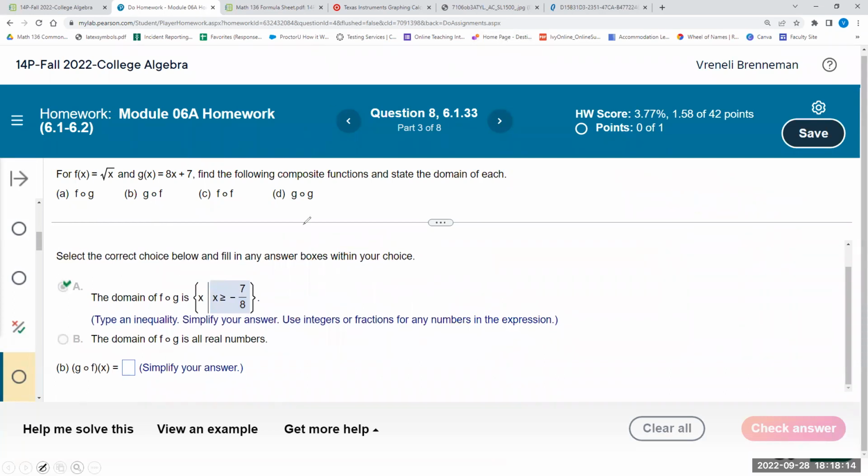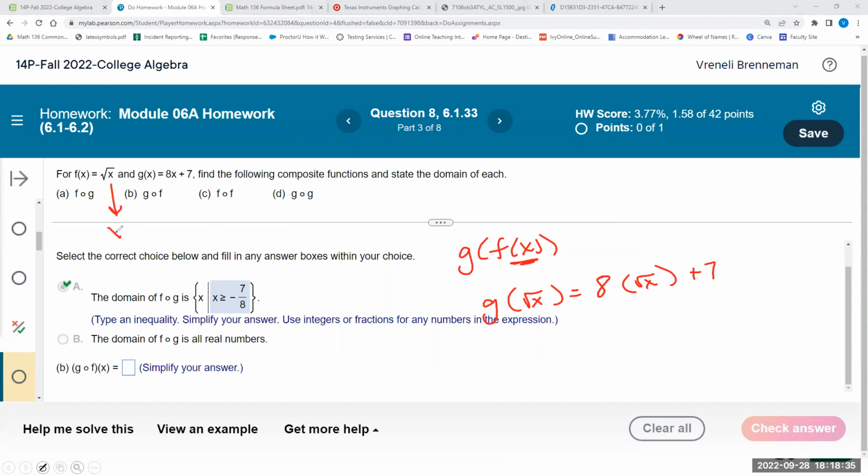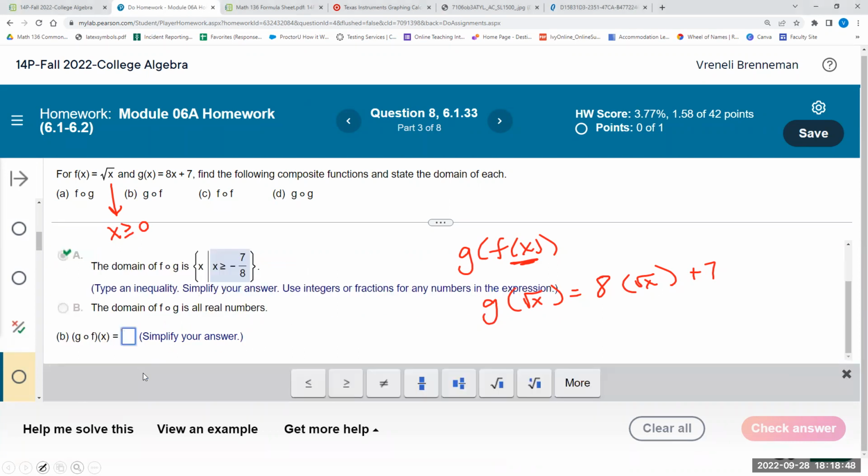Looking at the other direction, g of f of x. So g of anything is 8 times that thing plus 7. And then f of x, which I'm plugging in, is square root of x. So we have 8 times square root of x plus 7. Now, square root of x, domain for that, x has to be greater than or equal to 0. And then once we've plugged it into g of x, it's still the same deal. So g of x doesn't add any further restrictions, but we still need x to be greater than or equal to 0 for that square root to work.